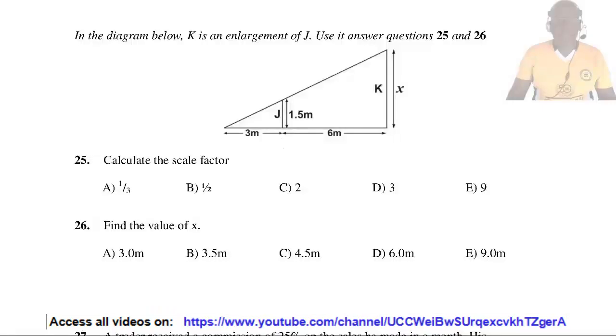In the diagram below, K is an enlargement of G. Use it to answer questions 25 and 26. Question 25. Calculate the scale factor. Let's label the diagram A, B, and then C. The scale factor can be calculated as the magnitude of AC divided by the magnitude of AB. The magnitude of AC equals 3 plus 6, that is 9, divided by the magnitude of AB, which equals 3. So the scale factor equals 3. So the answer is D.